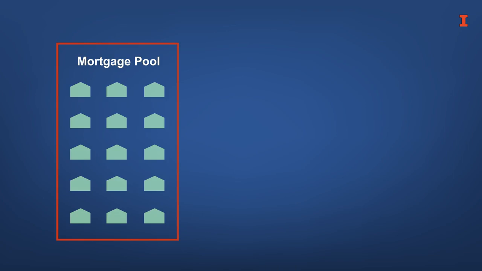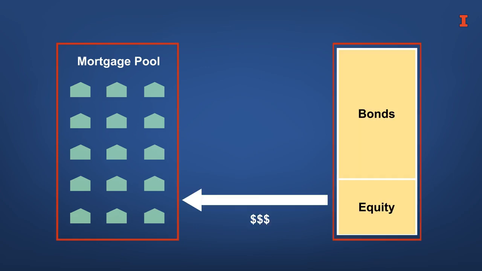Now let's introduce the second piece of the puzzle. In a securitization, an issuer sells securities backed by the loan pool. These usually consist of bonds and equity. These securities are used to fund the mortgages. With a good estimate of the cash flow, we can issue a significant amount of bonds. The coupon payments on these bonds come from the mortgage interest payments from the pool.